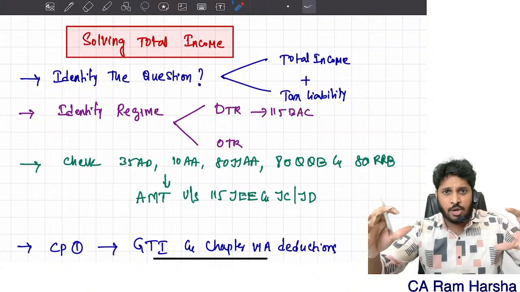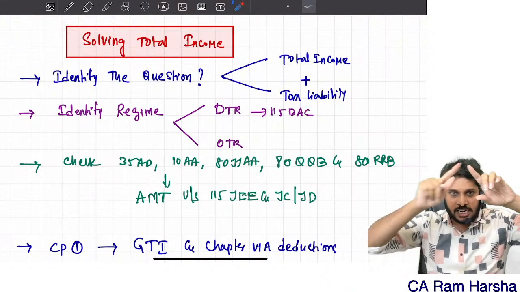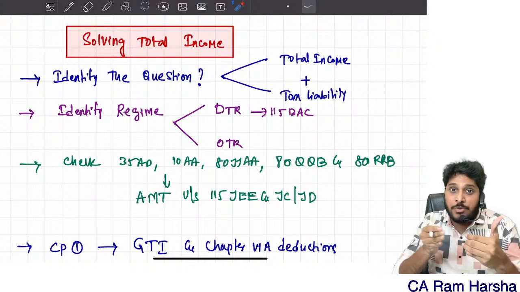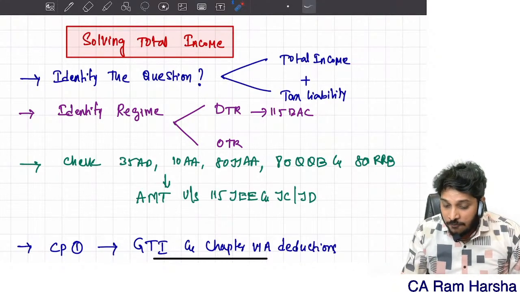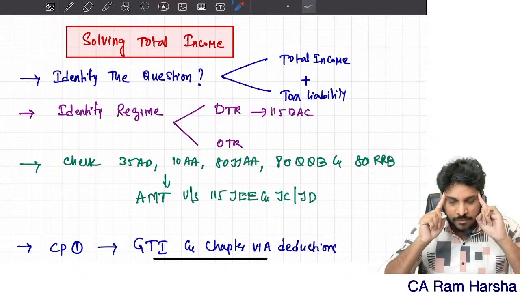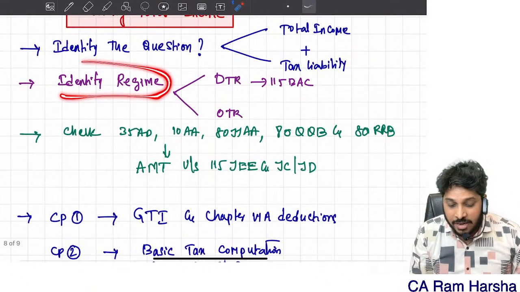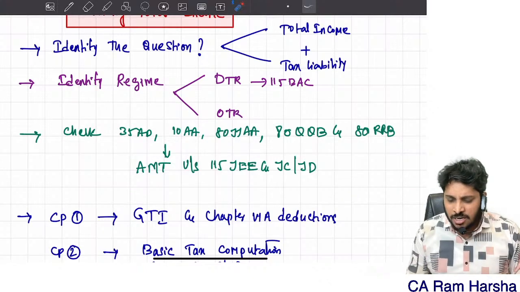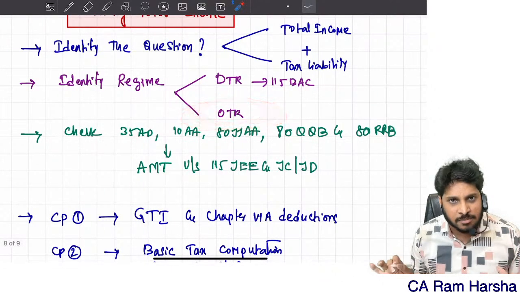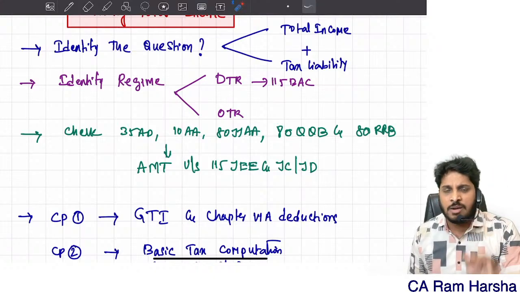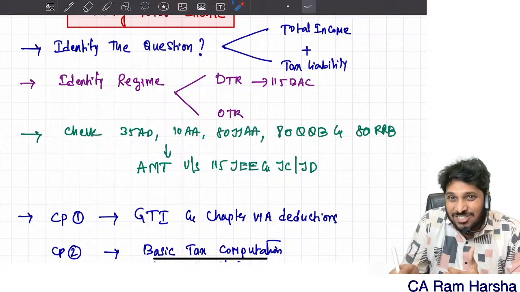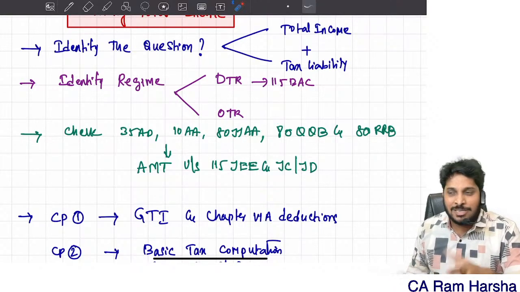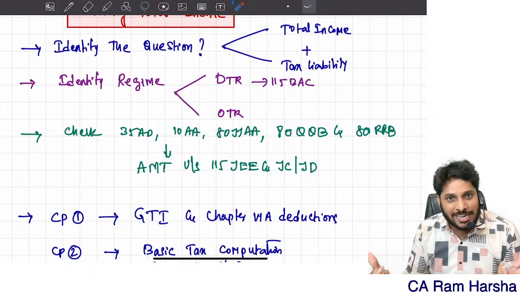At the end, or at the beginning, you will generally find 'determine the total income'. The question will start like that, or at the end of the problem they will ask you to compute the total income and tax liability. Once you decide this, observe it carefully, then identify what regime they are asking. In 99% of cases, the question will be based on the optional tax regime, because only in the optional tax regime can a student be tested on various adjustments. If it is the default tax regime, many adjustments won't be there because nothing is allowed, right? So that's the reason.